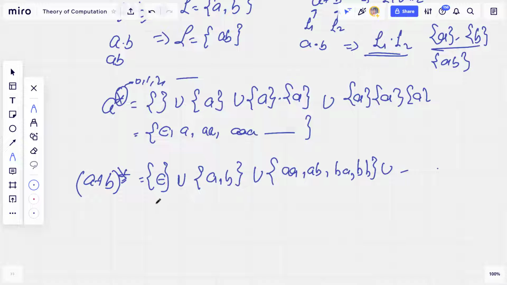So basically, it is the set of all strings over the alphabet AB, right? That's what it is. So I guess I forgot to mention one more point.